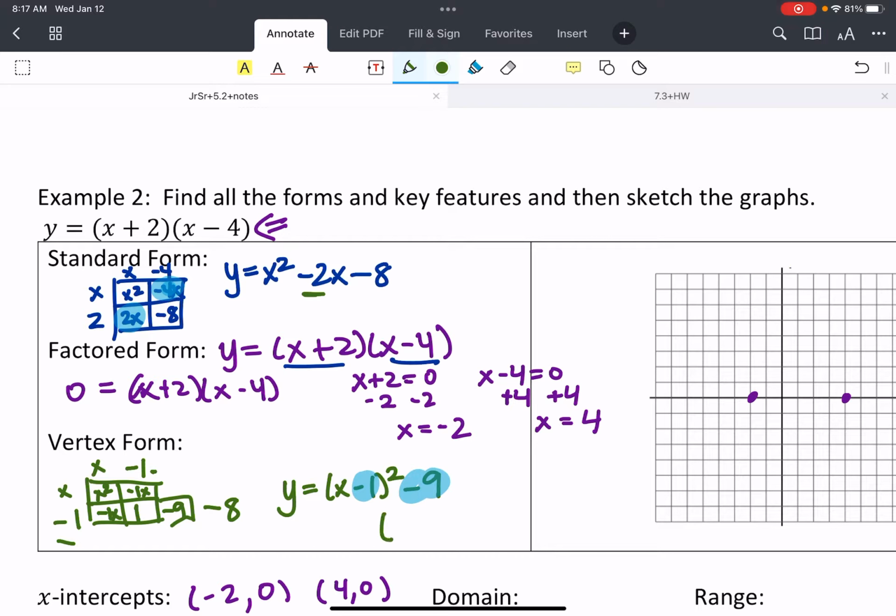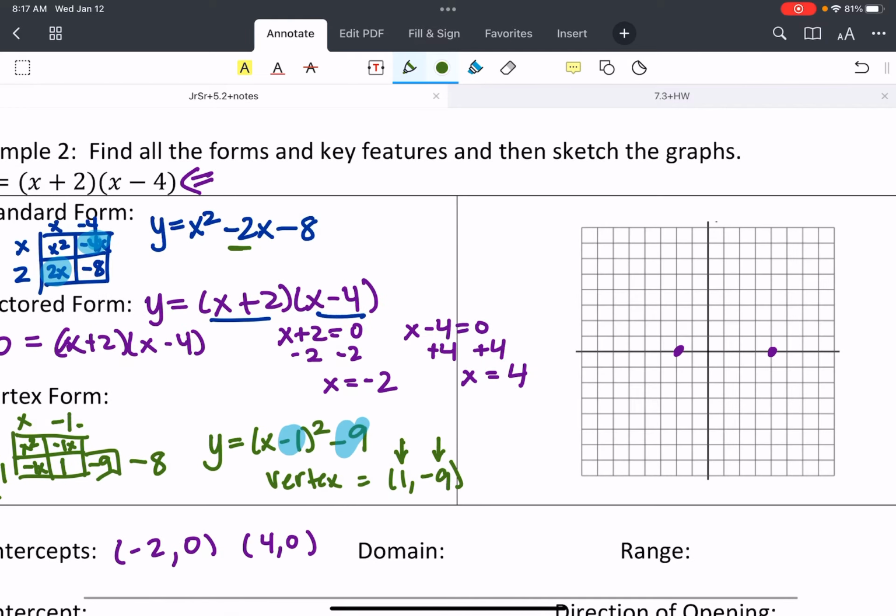So we end up with having a vertex. Let me write that a little better. I'll highlight that 9 again. Okay, so our vertex is 1 and negative 9. This changes sign. This one stays the same.